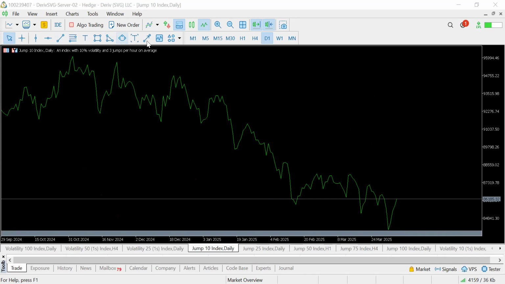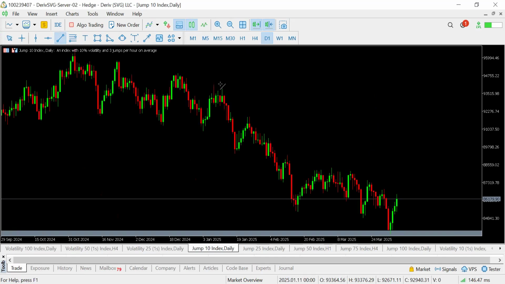So if I'm to include a trend line, so let's say I decide to add a trend line to this market. So we can see that the candlesticks are touching the trend line beautifully.